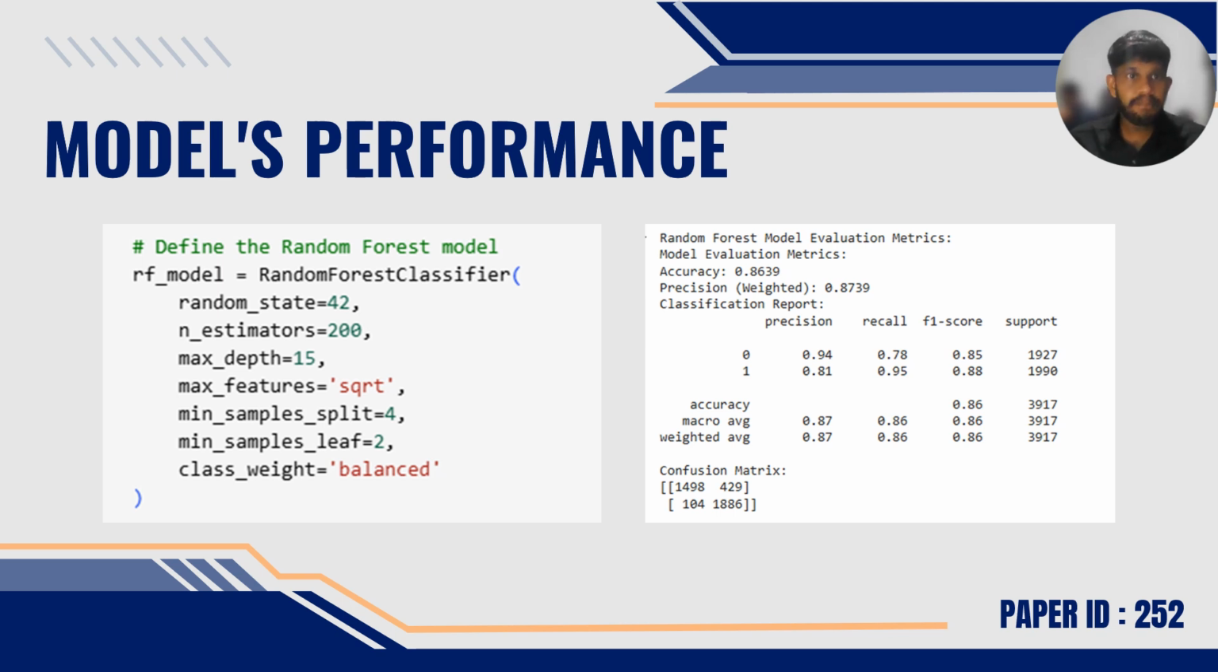200 estimators. As you can see from the metrics, the model achieved an accuracy of about 86.3% with a weighted precision of 87.4%. The confusion matrix shows that it performed well in correctly identifying both benign and malicious samples. Overall, the model gives a strong balance between precision and recall, making it suitable for real-time detection.